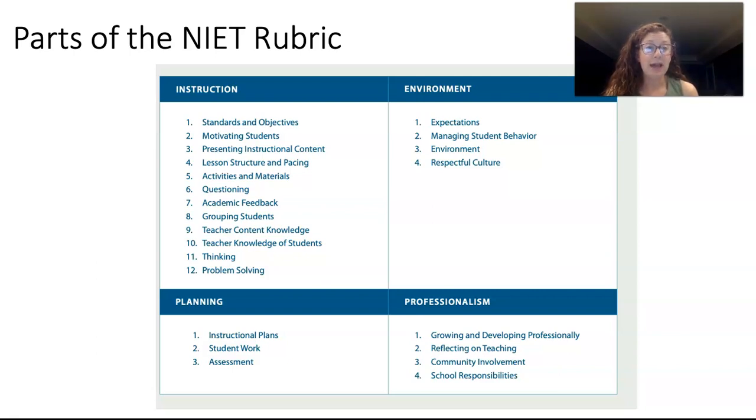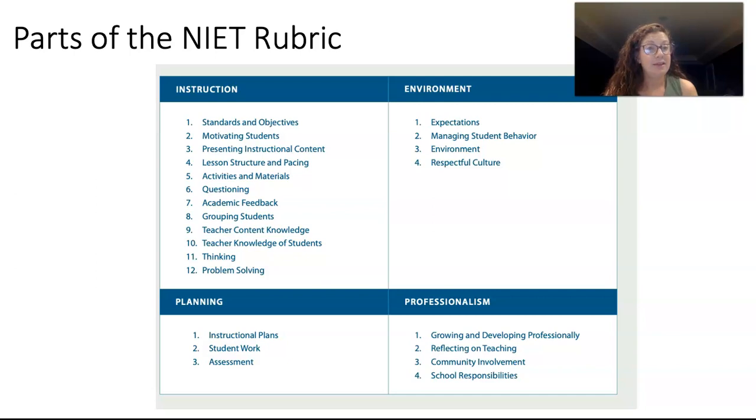Additionally, we do look at your instructional plans. So in planning, we look at the instructional plans. We also look at your student work. So during that observation, I would walk around, I would talk to your students, I would look over their shoulders and actually observe their student work, as well as what assessments you're using during that lesson. Additionally, we also consider environment. So we look at how you make your expectations of your students explicit, how you manage student behavior, what the environment of the classroom is and the environment that you are creating, and if you are creating a respectful culture.